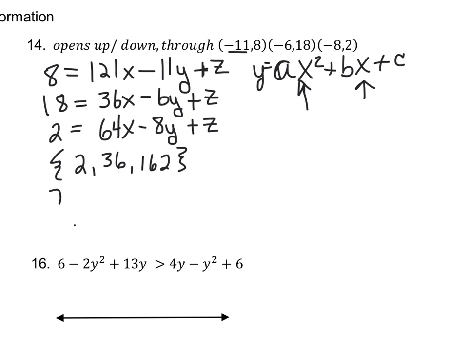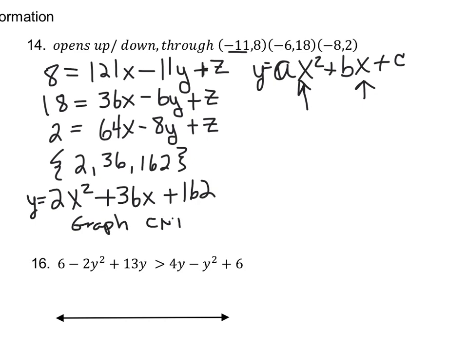We have 2x squared plus 36x plus 162. All right, so how do I know that's the right equation? Well, you can graph it. So how to check it? Graph, Control T.